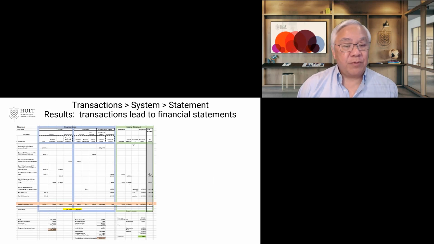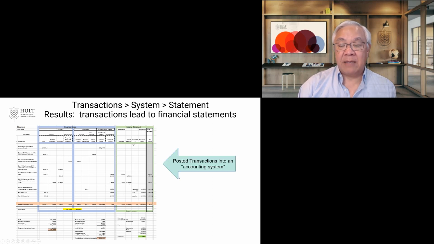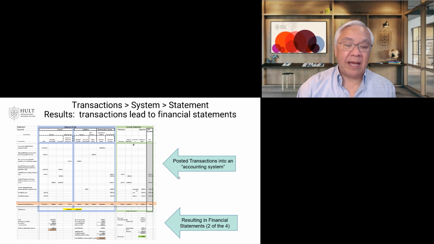We ended up with a filled out template where we have all the transactions here. We have a trial balance here in the orange row, and then we have our first statement here, the income statement, and our second statement here, the balance sheet. And the end result was that we had posted transactions and we had 2 of the 4 statements generated from this highly simplistic example of a handful of transactions.